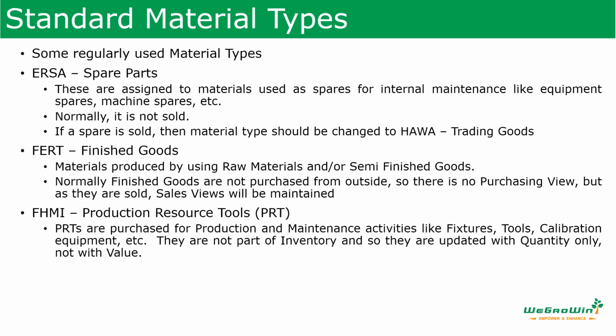Then FHMI are the production resource tools. Production resource tools are purchased for production and maintenance activities, like fixtures, tools, and calibration equipment. They are not part of inventory, so they are updated with quantity only, not with value.